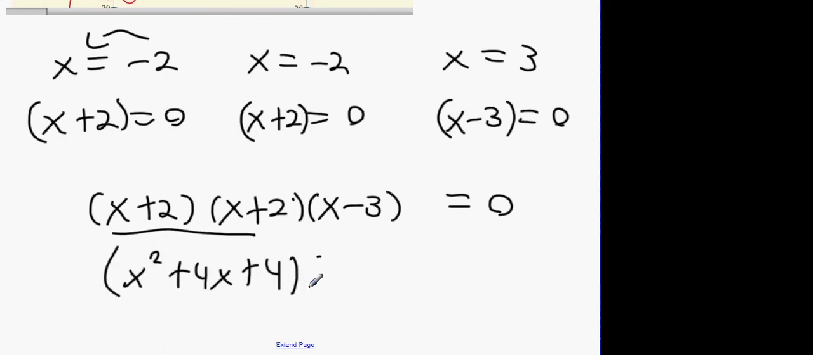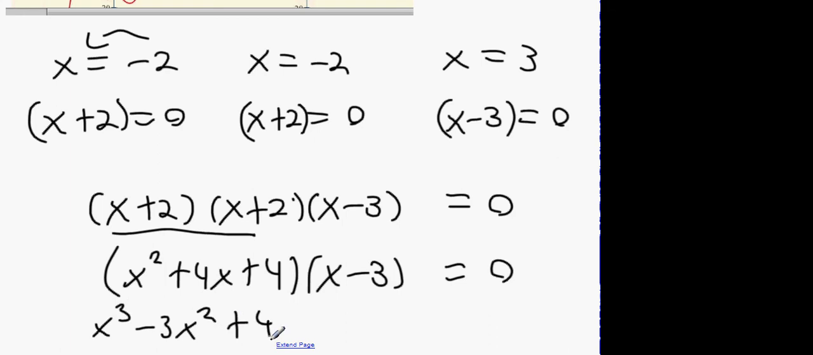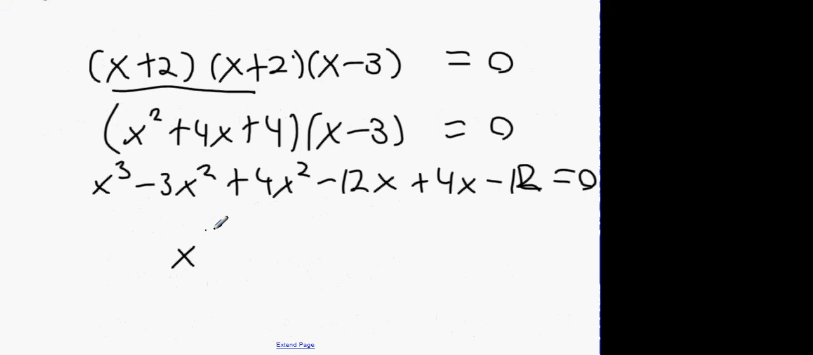And what we should get here is x cubed minus 3x squared plus 4x squared minus 12x plus 4x minus 12 equals 0. And then the formula is x cubed minus x squared minus 8x minus 12. That's your formula for f of x. It's exactly the same as numbers 6 to 11.